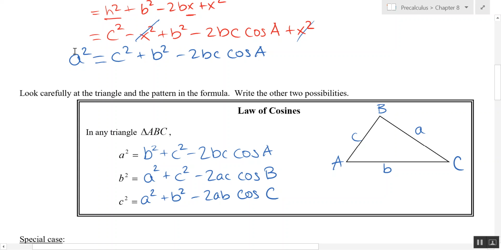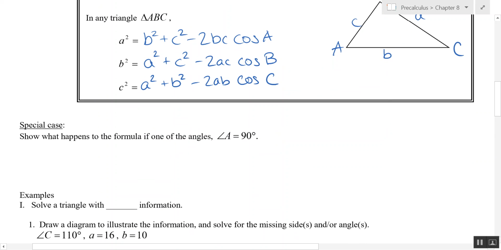Now there's a special case of the law of cosines, and that occurs when one of the angles is equal to 90 degrees. So if one of the angles is 90 degrees, let's draw this triangle. We're going to say that this right angle here is angle A. Side a is opposite, we'll call this angle B, which makes this side b opposite of angle B, and angle C and side c.